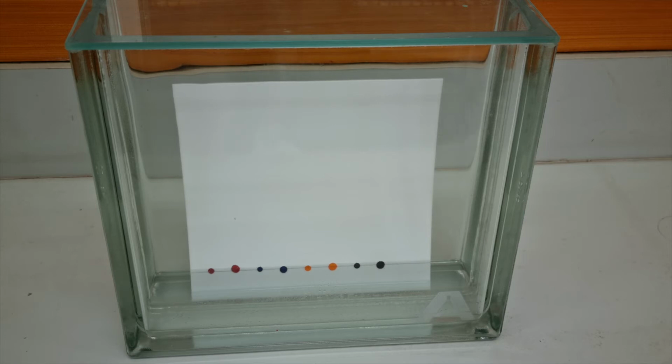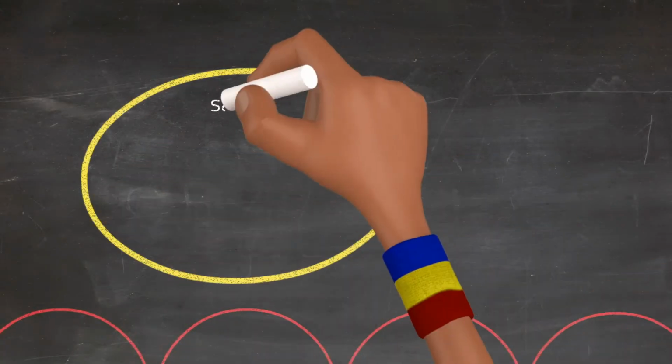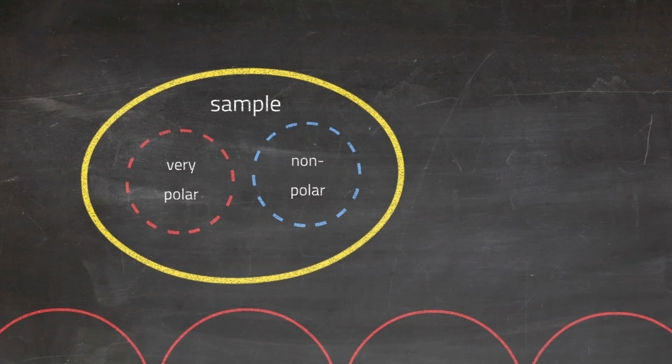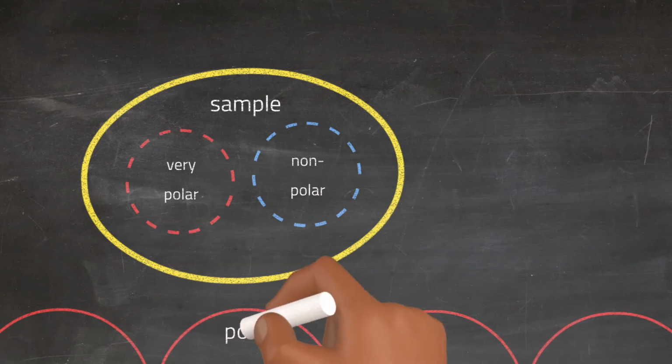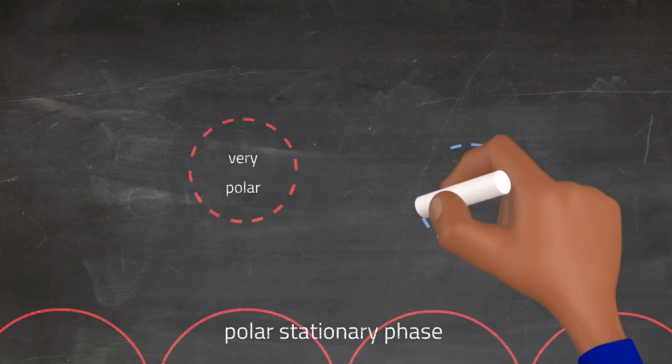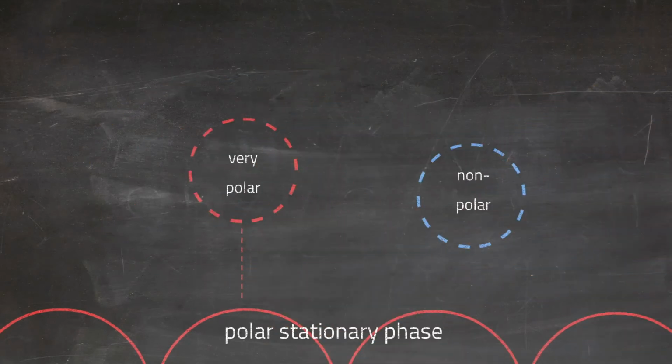Let's think about this at a molecular level. Our sample contains numerous chemicals which have their own inherent polarities. Like in basic chemistry, like dissolves like, right? Since the stationary phase, silica, is polar, polar chemicals in the sample will interact strongly with it.